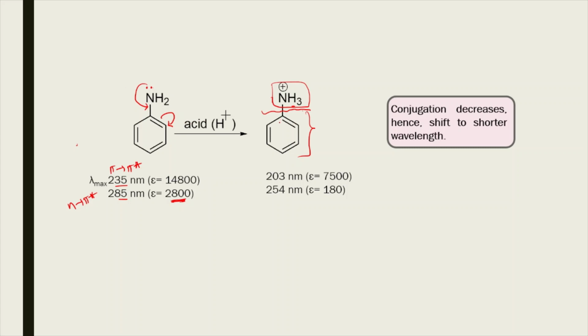So conjugation decreases, the resonance decreases. That's why the value of lambda max also decreases. Now 235 becomes 203, 285 becomes 254 nanometer. Thus the presence of acid or the base affects the position of lambda max values.